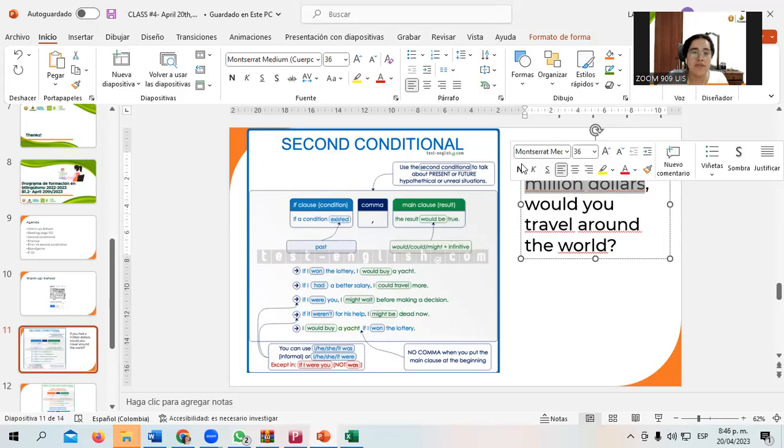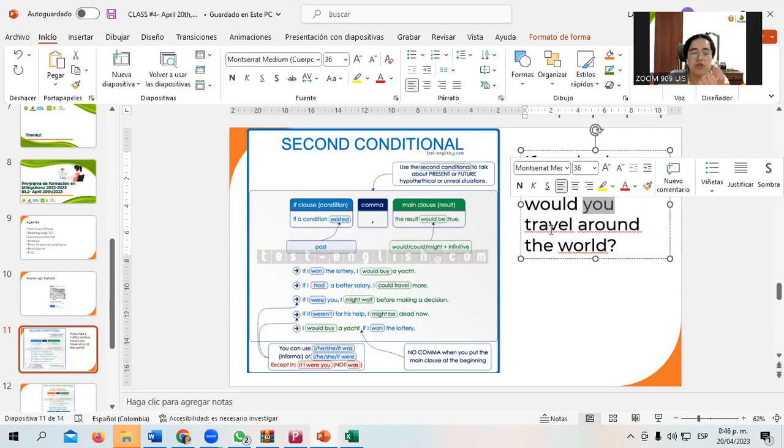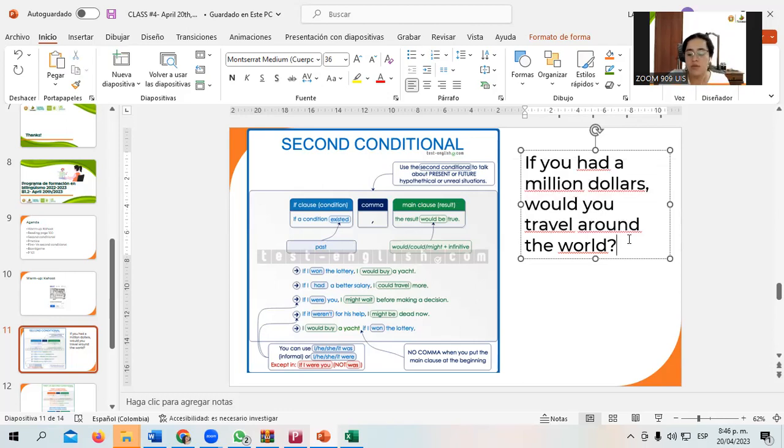La cláusula del if queda igual en la pregunta. Lo que cambia es la cláusula principal con el would. Entonces, la estructura la modificamos. El would pasa al principio, ¿no? Would, luego el sujeto, would you travel around the world? ¿Cómo se responde esa pregunta?